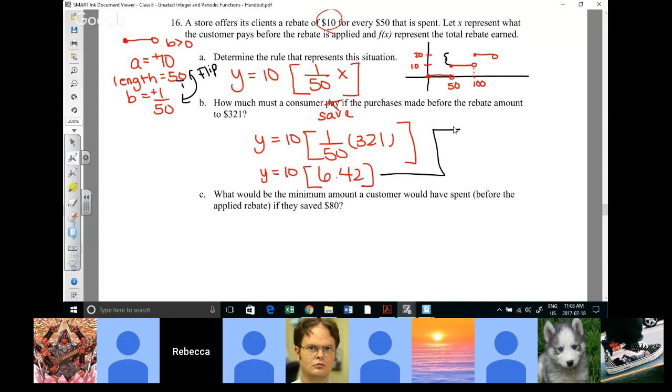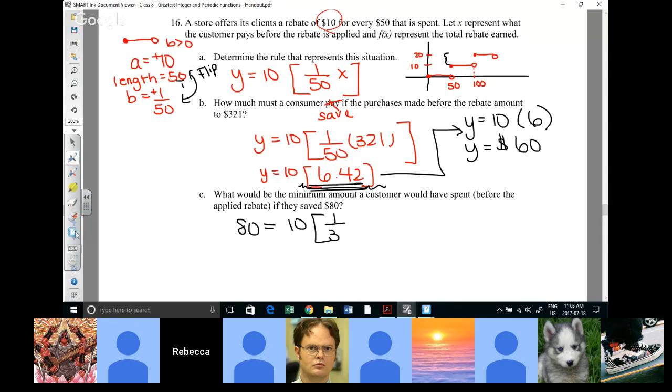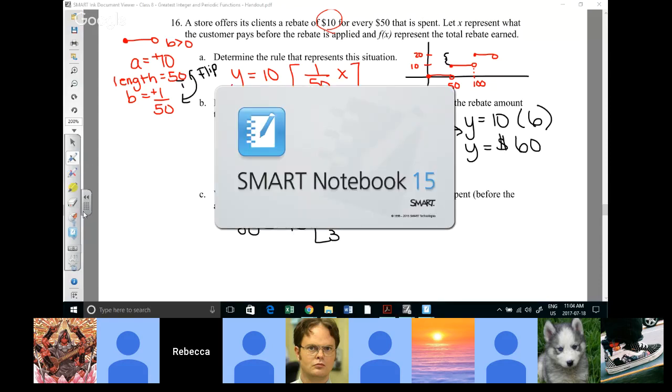So we're back here. This is where I noticed a lot of mistakes in the assignment. When I take this, if I'm changing the brackets, that means I'm taking the greatest integer of that. That becomes 6, which means I'm going to save $60. When you're doing this, you should not end up with a decimal. C, we saved $80.